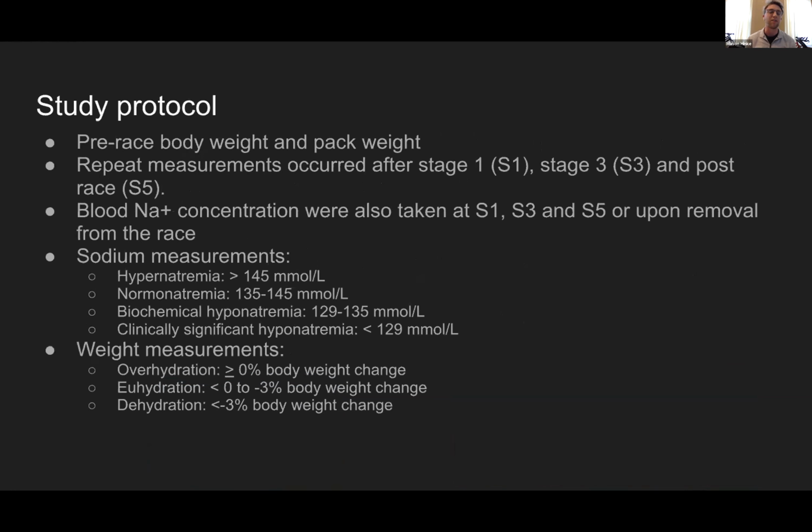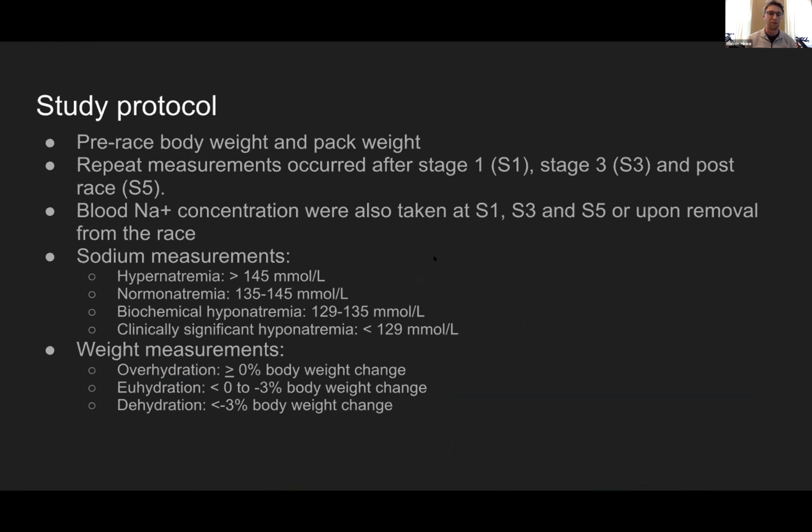So diving into the study protocol, athletes got a pre-race body weight and pack weight, and then repeat measurements occurred after stage 1, stage 3, and after the race, so stage 5. And then we also got blood sodium concentrations at that time too. And those measurements were also taken if they were removed from the race at any point.